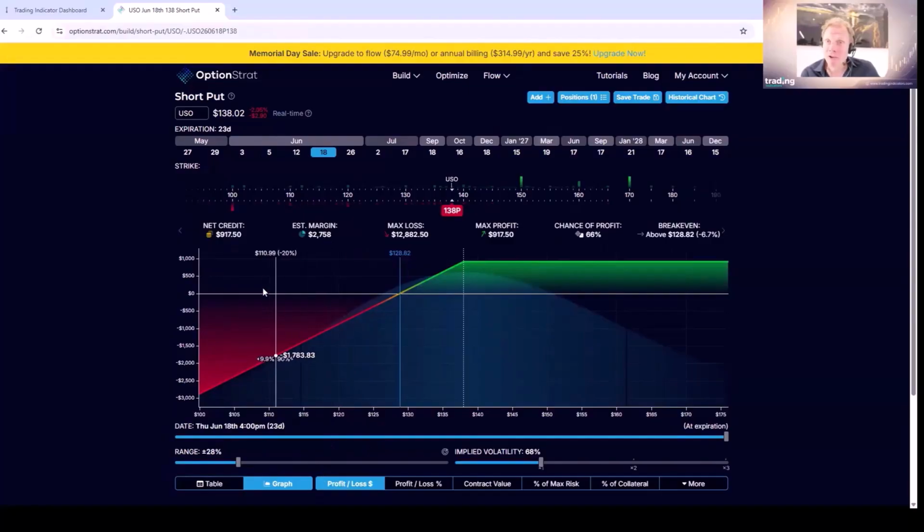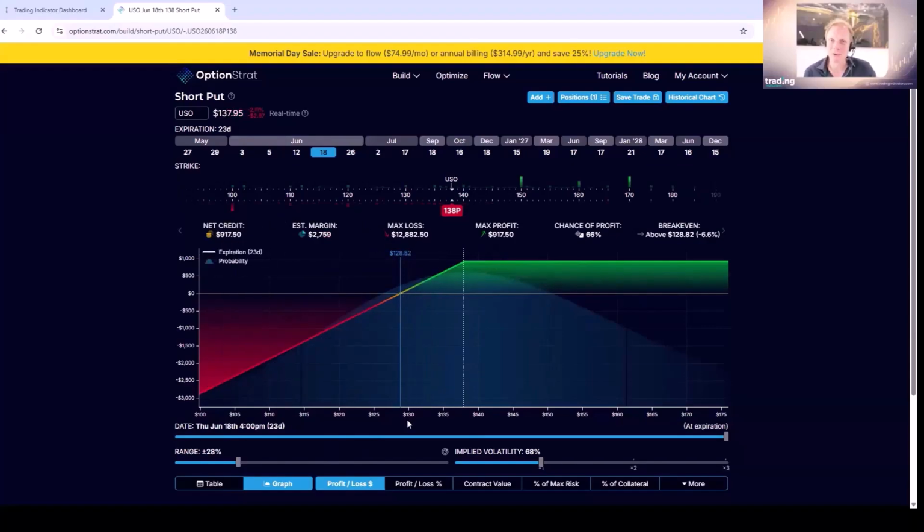First off, you will receive, right off the bat, a credit for the sold put of $917 currently. As I mentioned before, premiums are currently quite high. Selling an option might not be the worst idea. You will benefit if prices go up. You can see it here. As the price of USO goes up, you will benefit up to the maximum of your entire credit received.